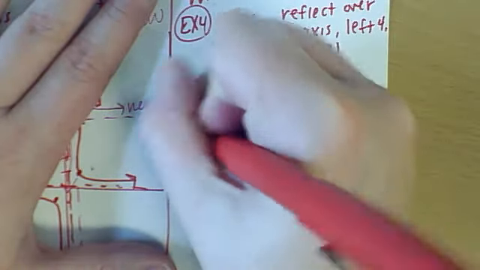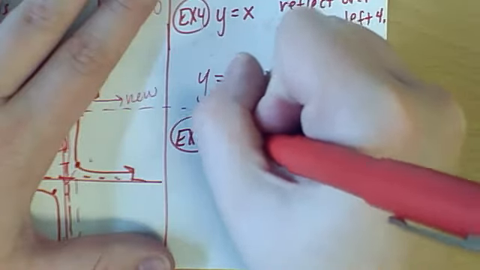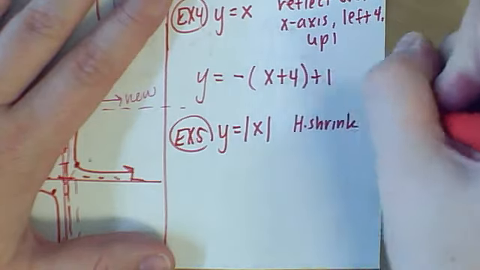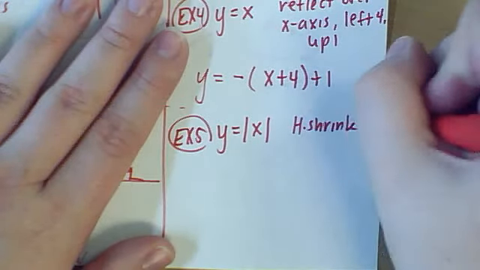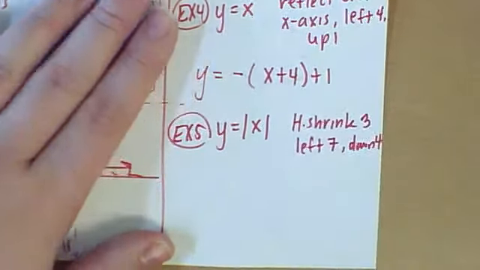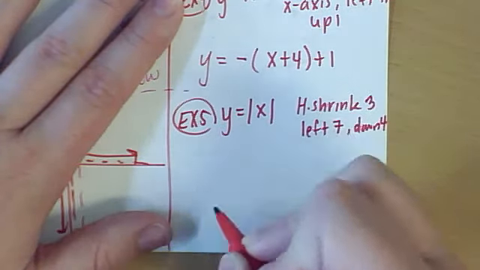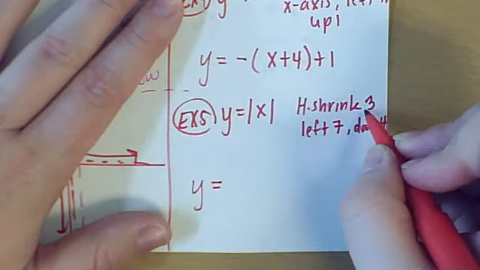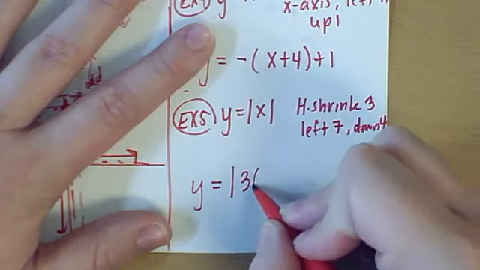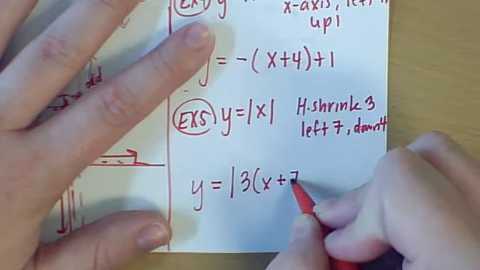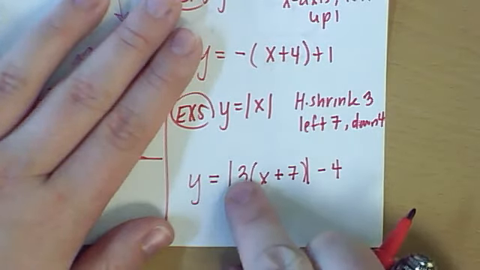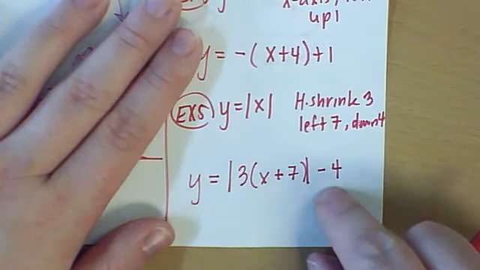Okay, the next one, this is the last thing, is I'm going to have the parent function of absolute value, and I want it to have a horizontal shrink of 3, go left 7, and down 4. So again, I'm going to start off with the parent function. Since it's a horizontal shrink, it's going to be inside of the bars. Okay, and since I'm going left 7, I need parentheses around that part, and down 4. So horizontal shrink of 3, left 7, down 4.